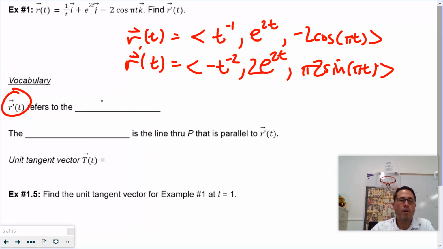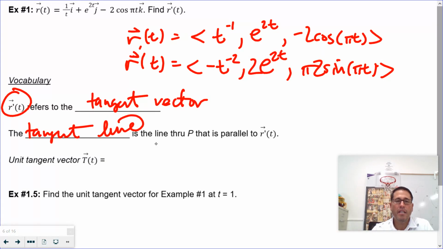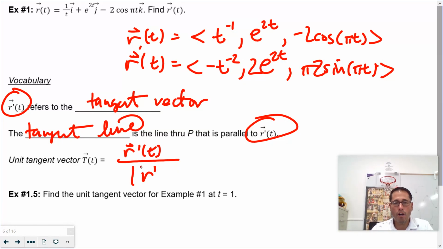R prime of t refers to what we call the tangent vector, in 3 space, 2 space, when we write it in vector form. And the tangent line is the line through P that is also parallel to your tangent vector. We also have a unit tangent vector, which goes hand in hand with our unit vector that we did earlier, and that is simply r prime of t over the magnitude of r prime of t. Okay, remember we did that before.